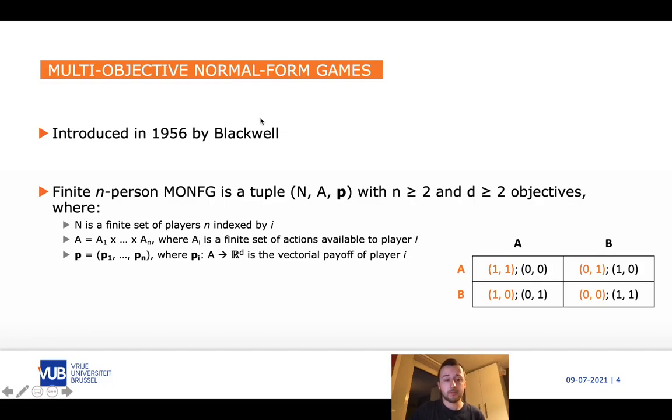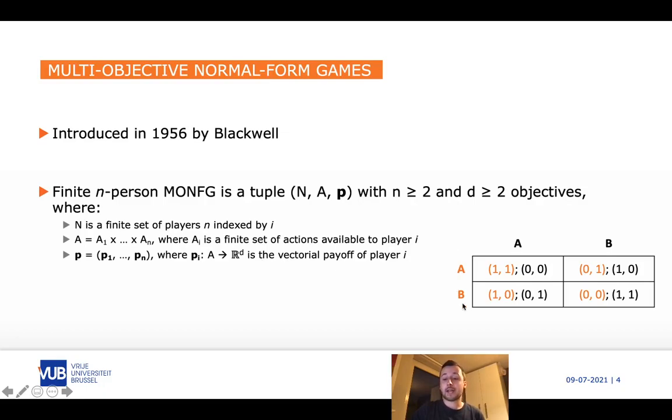So it is a tuple where you have N, a finite set of players indexed by i. You have A, where each A_i is a finite set of actions available to player i. And then you have P, where each P_i is a vectorial payoff of player i. And this is in contrast to single-objective normal form games where each P_i would be a simple scalar payoff.